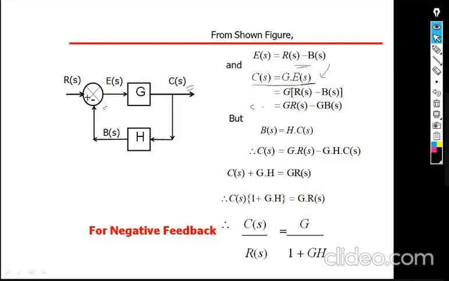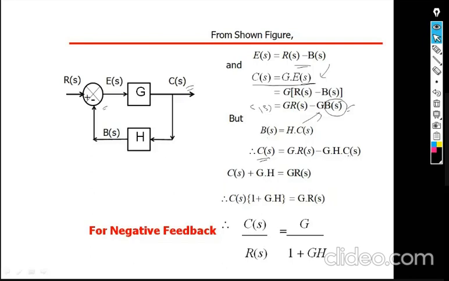So simply I get C of S equal to G into R of S minus G into B of S. For this expression you can't write the ratio C of S by R of S, because there is one unknown variable, that is B of S. We need to eliminate it. For that, I can write one expression: the input to this block is C of S and the output is B of S. So B of S is equal to H into C of S. Substituting this B of S in the expression, finally C of S is equal to G into R of S minus G into H into C of S.